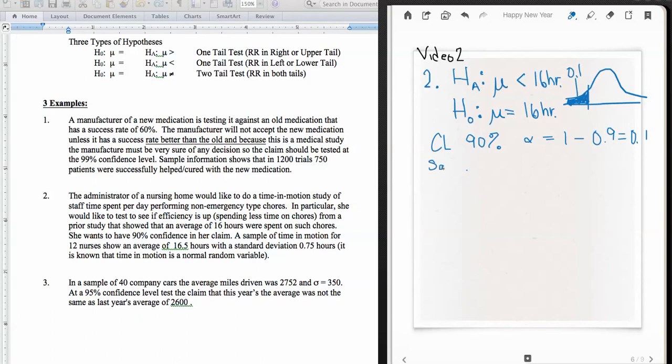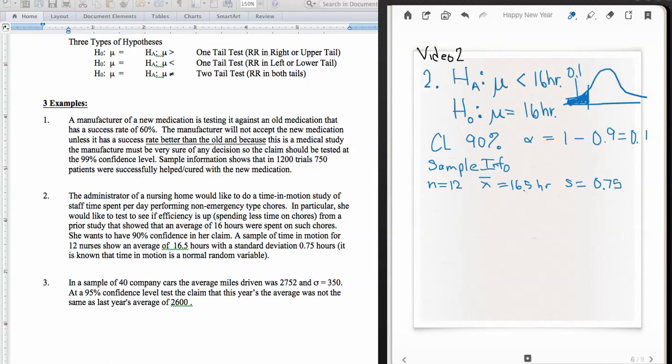So our sample information is what I need next. For my sample information, I'll need a mean, a standard deviation, and a sample size in order to create my test statistic. This one says it's a sample of time and motion for 12 nurses, so n is equal to 12, which showed an average time of 16.5 hours. So 16.5 here. And their standard deviation for the sample was 0.75 hours.